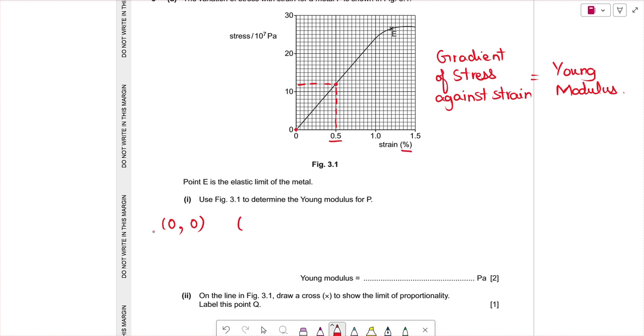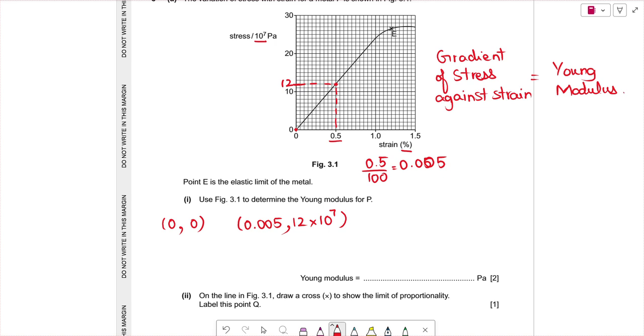However, the strain is given in percent. So, we will write it as 0.5 divided by 100. Getting rid of that percentage sign, we get 0.005. So the x coordinate is 0.005 and the y coordinate is we have 1 unit difference along the y-axis. So this is going to be 12, but we have 10 to the power of 7. So we write it as 12 into 10 to the power of 7.